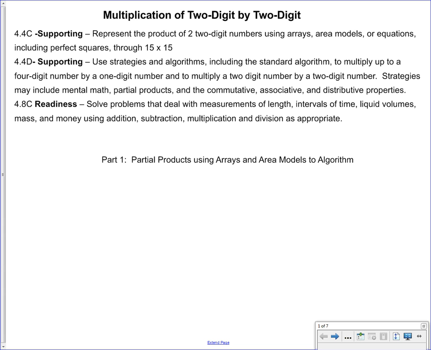This video is going to be over multiplication of 2-digit by 2-digit numbers. Here are the TEKS that we're covering, and this video is actually only going to cover partial products using arrays and area models and transitioning that to the algorithm.